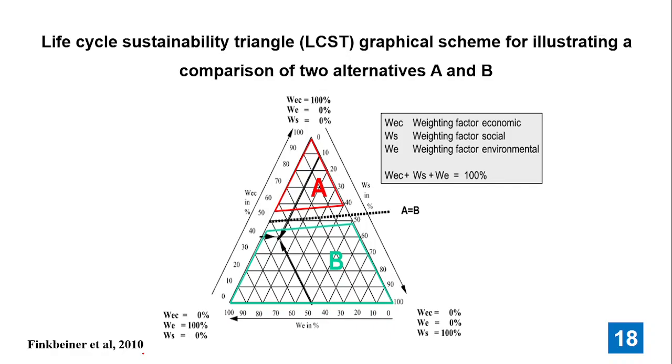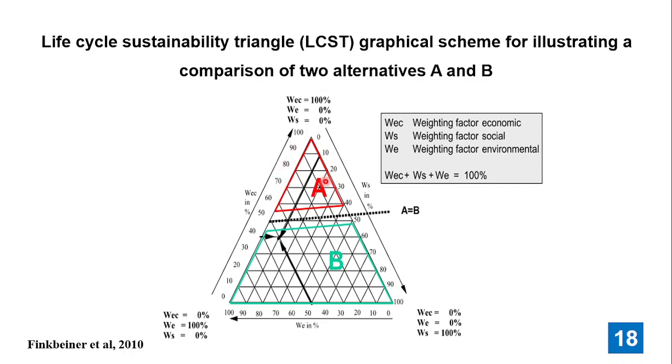So this is the life cycle sustainability triangle, used as a graphical scheme to illustrate the comparison of two alternatives. Which alternative is most important? So here are the weighting factors: WEC is the weighting factor for economic, WS is the weighting factor for social, and WE is the weighting factor for environmental. WEC plus WS plus WE is equal to 100%. When we receive this 100% for our whole study, it means it's a sustainable product or process.